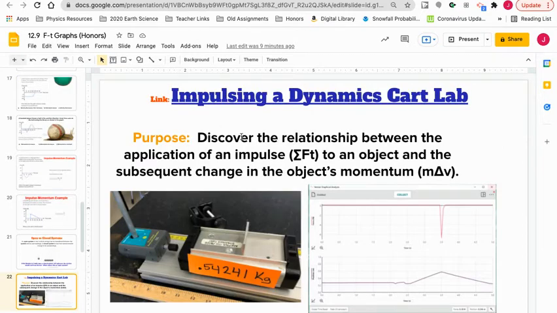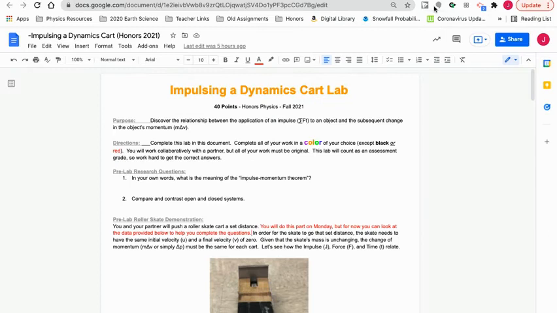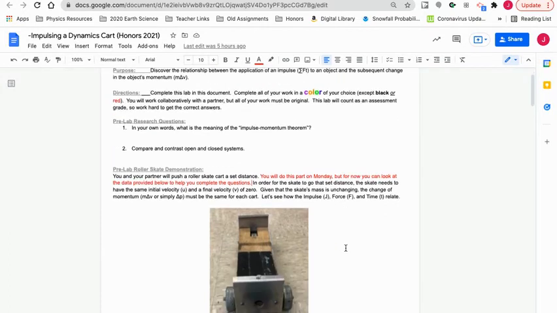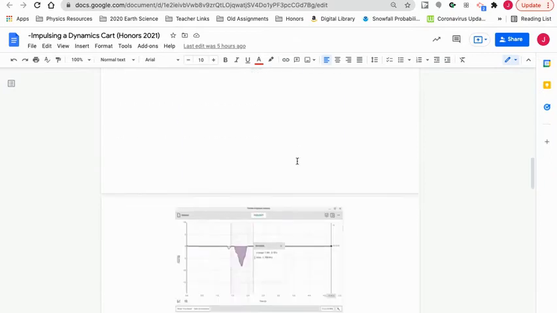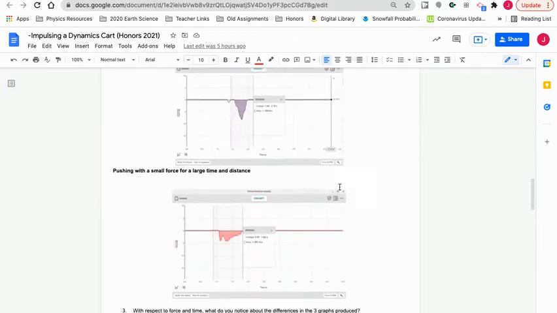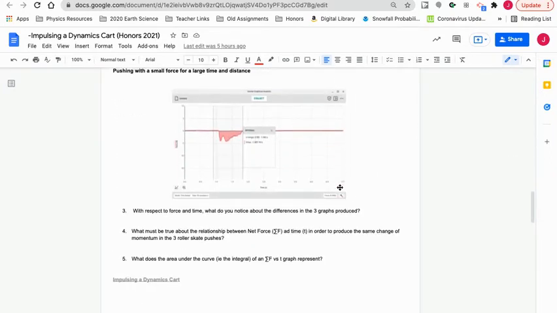Then we get to the Impulsing a Dynamics Cart Lab. If you click on this link, it will take you here. I added in here that you'll do this part over here where it talks about impulsing this roller cart. You'll do this in class on Monday with me. But for now, you can use the graphs that are already embedded in there for you, and just use these to answer the questions.